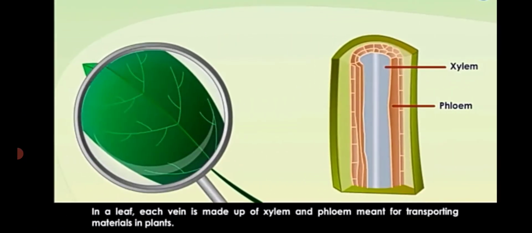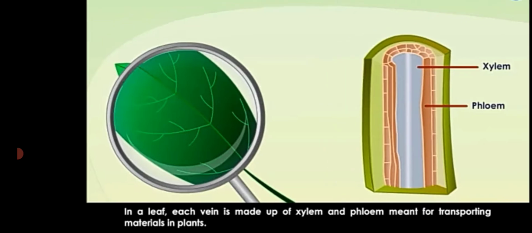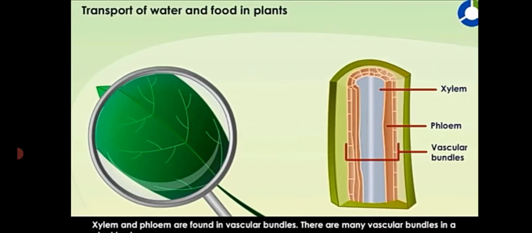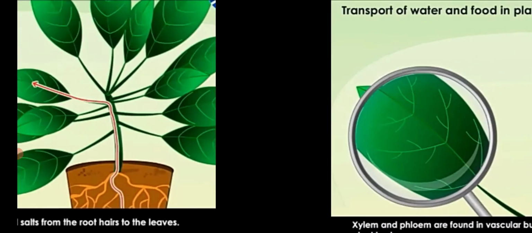In a leaf, each vein is made up of xylem and phloem, meant for transporting materials in plants. In the same way, the stem also has xylem and phloem. Transport of water and food in plants occurs like this. Xylem and phloem are found in vascular bundles. This is a vascular bundle. There are many vascular bundles in it. Xylem and phloem are present in this vascular bundle.